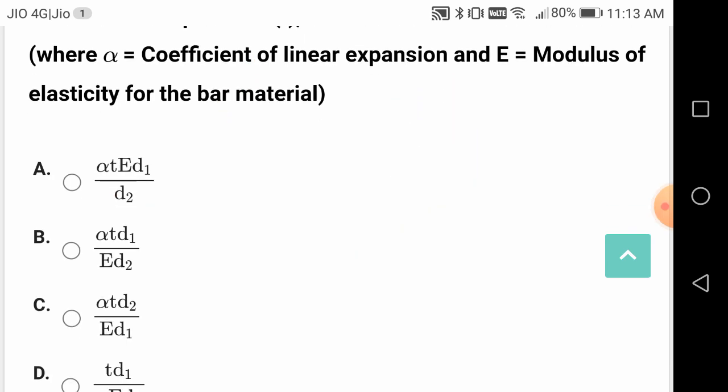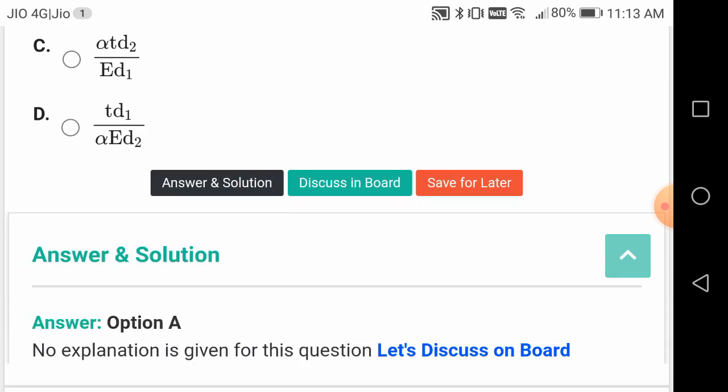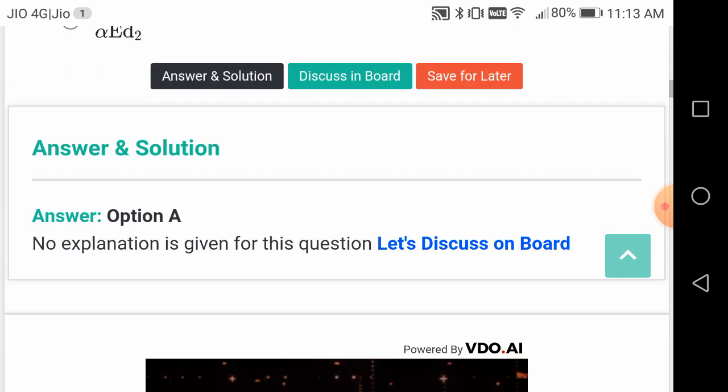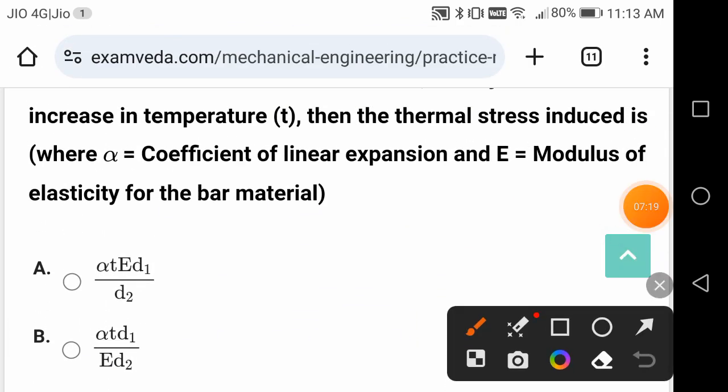But it is tapering, so it is going to depend on both the diameters. So alpha E D1 by D2. Alpha E D1 by D2. So you know that alpha units are per degree centigrade, right?